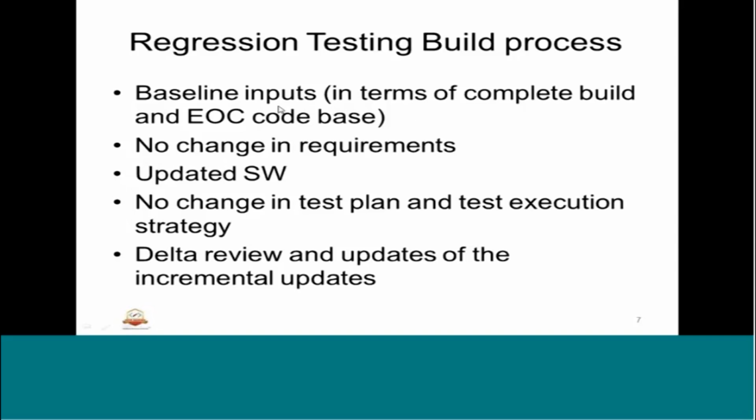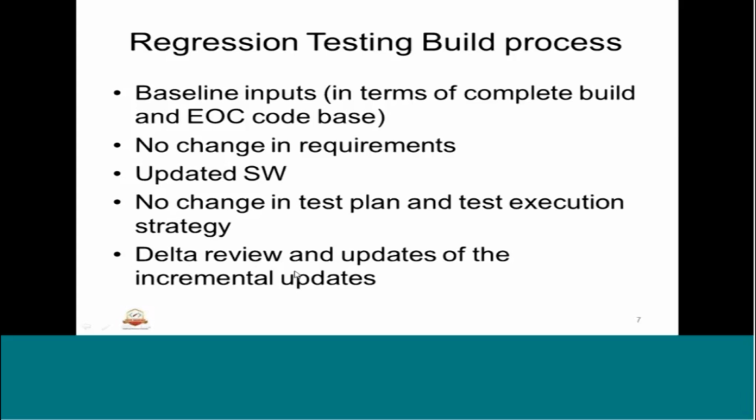The bullet points for the same are baseline inputs in terms of complete build and executable lines of code, EOC, that is what it is called. That base should be available, because without it you cannot do a regression test, right? So baseline inputs is one of the important inputs. No change in requirements. Updated software, that means the build has changed. We have no change in test plan and test execution strategy. It is still the same, but we are going to do a regression on the updated inputs such as EOC, executable lines of code, or the build, the binary.